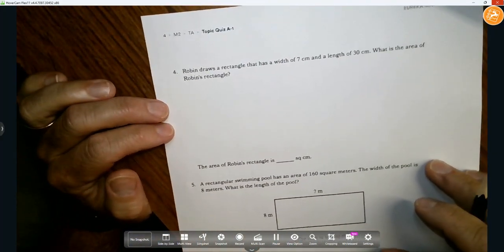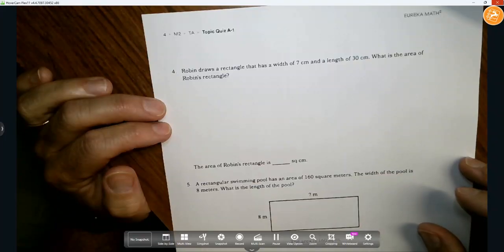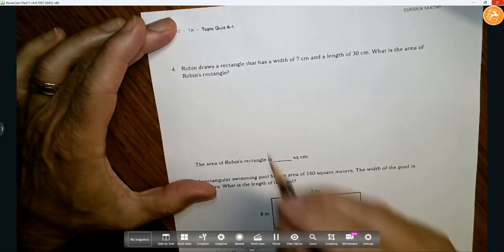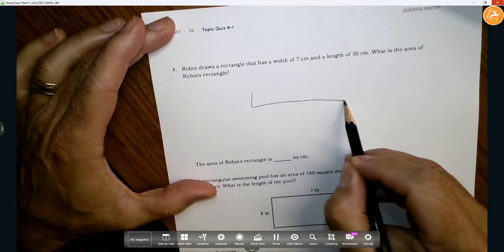on the back. All right, on the back, we have Robin draws a rectangle that has a width of 7 centimeters and a length of 30 centimeters. What is the area for Robin's rectangle? So let's draw a rectangle. Let's not be lazy.